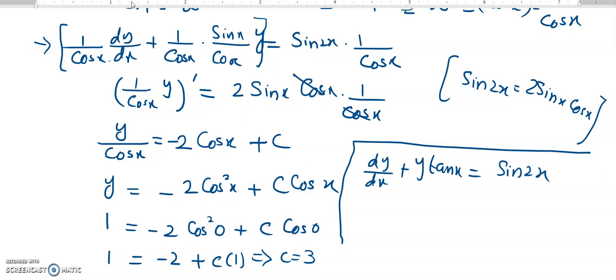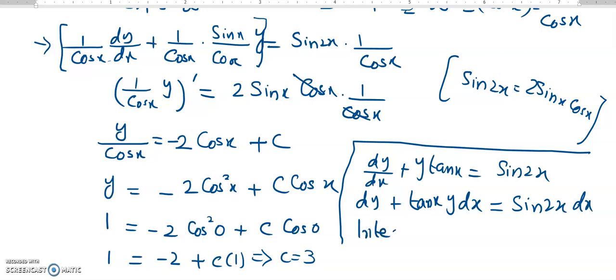Okay, so in the differential form we can write this equation like this: dy plus tangent x y dx is equal to sine 2x dx. And then we have found the integrating factor. We found the integrating factor was 1 over cosine x, so it is actually secant x.